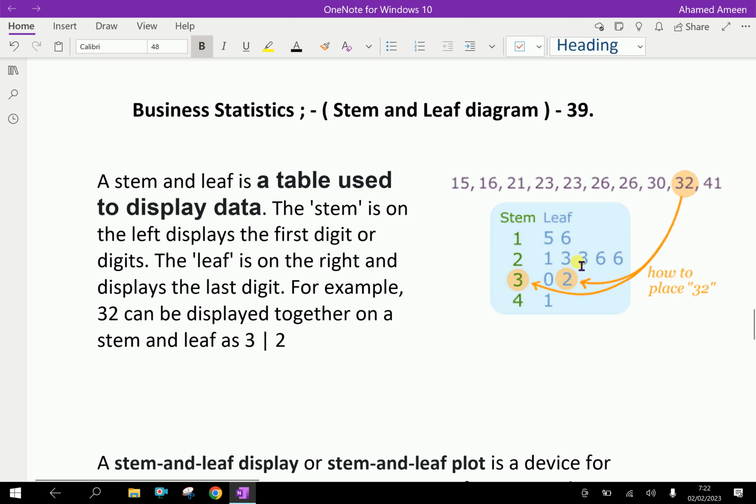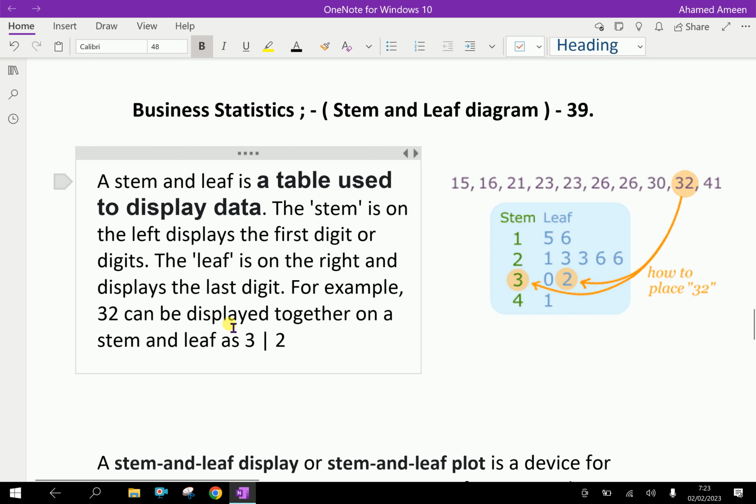Look at this figure. It's a stem and leaf diagram. A stem and leaf diagram is a table used to display data. The stem is on the left to display the first digit or digits. Here, the single digits are the stem. The leaf is on the right and displays the last digit or digits.